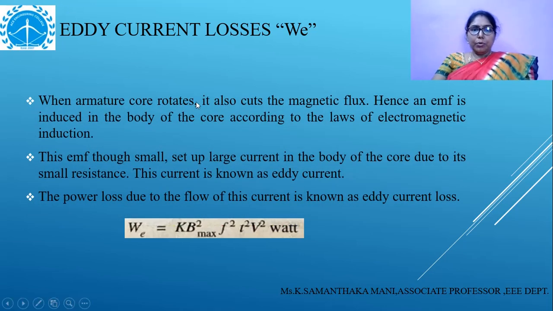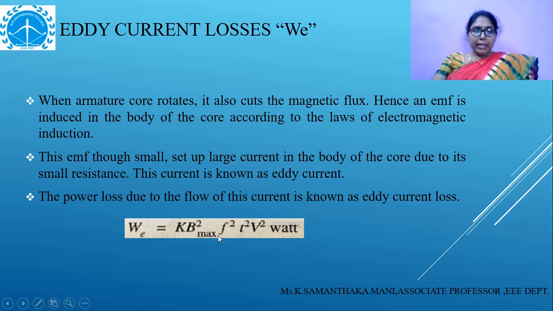When the armature core rotates, it also cuts the magnetic flux, hence an EMF is induced in the body of the core according to the laws of electromagnetic induction, as I explained just now. Even though this EMF is very small, because it happens in magnetic material, large currents will be induced in the body of the core due to its very small resistance. This is known as eddy current.